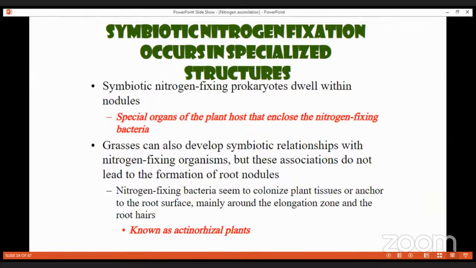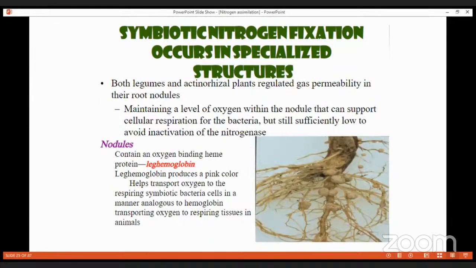Nitrogen fixing bacteria colonize the plant tissues, anchoring on the root surface around the elongation zone. As you know, roots are divided into different zones. The root hairs present in the elongation zone are more prone to convert into nodular zones. These are also known as actinorhizal plants, because the plant provides the bacteria space, and the rhizobium group can dwell in these structures. So remember, the structure where the anaerobic condition is provided by the plant is known as the nodule. Both legumes and actinorhizal plants can regulate the gas permeability in their root nodules.